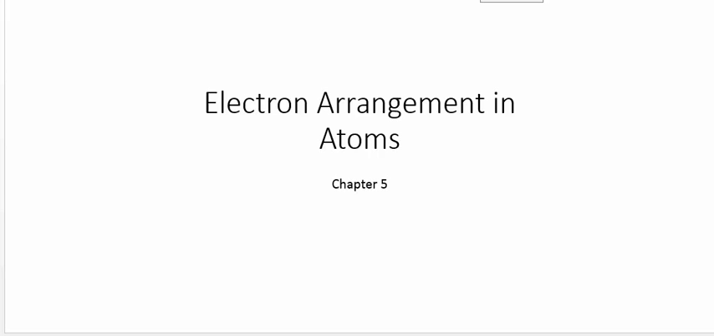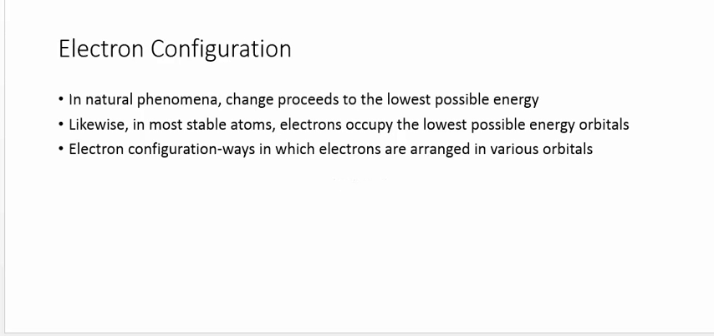Now we're going to look at electron arrangement in atoms. We're going to do electron configurations because in most stable atoms, electrons occupy the lowest possible energy orbitals, and this is going to lead us to doing electron configurations for elements. And these are just ways in which electrons can be arranged in various orbitals.